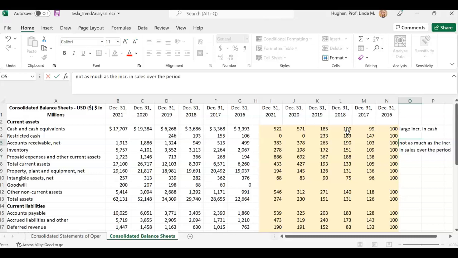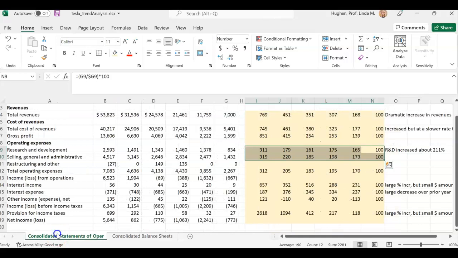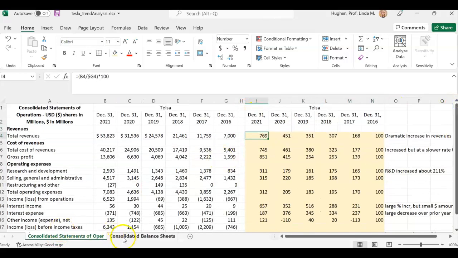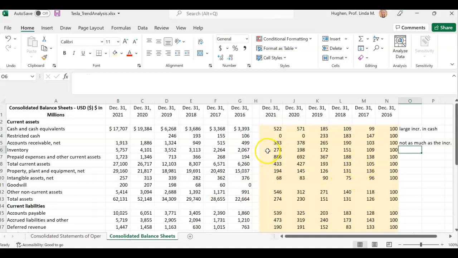So we expected an increase and perhaps a much bigger increase based on how much sales grew. What do accounts receivable relate to? They relate to the credit sales. I can say the same thing for inventory. So while sales went up almost eightfold, inventory went up almost threefold, or 178%. So I would say, again, just like with the receivables, not as much increase in the inventory as there was an increase in sales over the period.